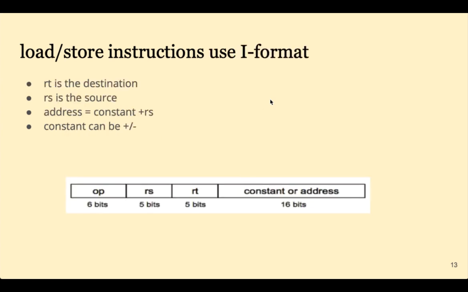Load store instructions use the I format, where RT is the destination and RS is the source. So the address for the load or the store is going to be the constant, which is stored in the lower 16 bits of the instruction, plus the RS register. That constant can be positive or negative. Then the destination is the RT register. Note again that we write RT first in the load instruction, but it's last in the I format.